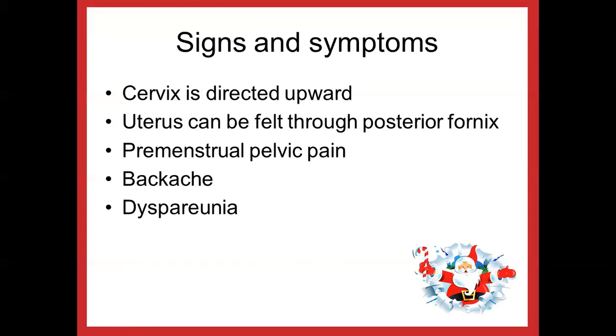What are the signs and symptoms? The cervix will be directed upwards. It will be pulled upwards, and through the posterior fornix, we are able to feel the uterus. Premenstrual pelvic pain will be there, backache, and dyspareunia. Dyspareunia is difficulty in sexual intercourse. So these are the signs and symptoms.